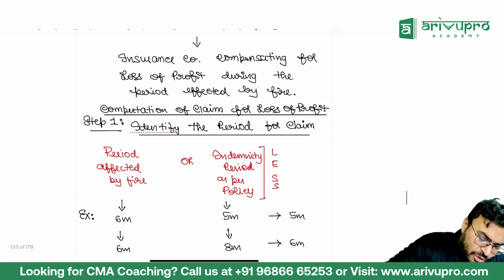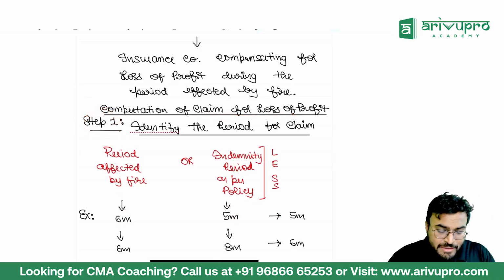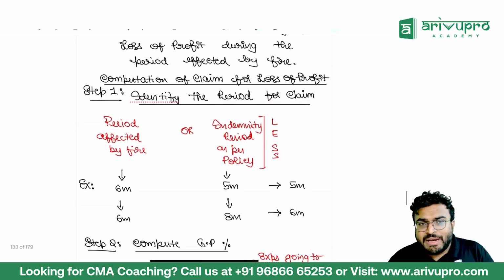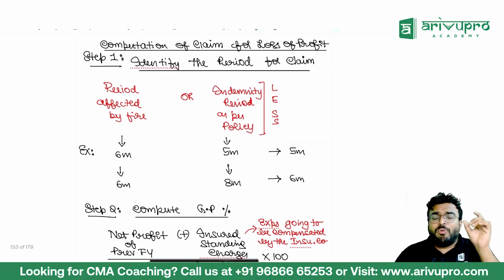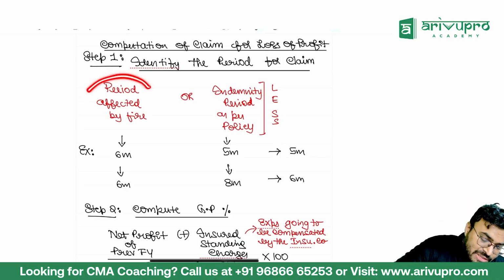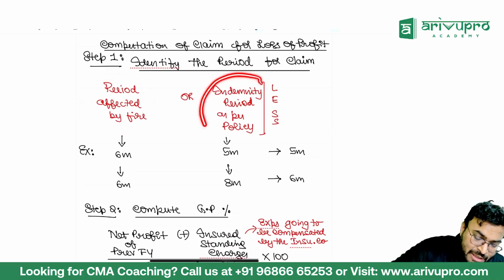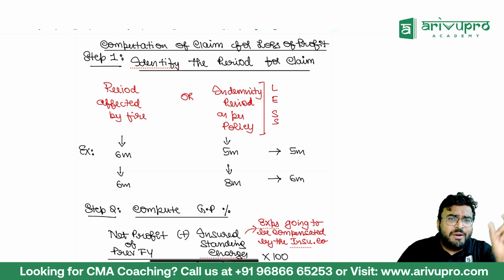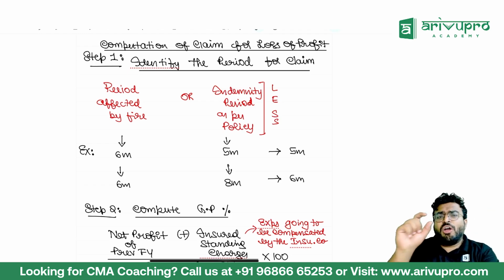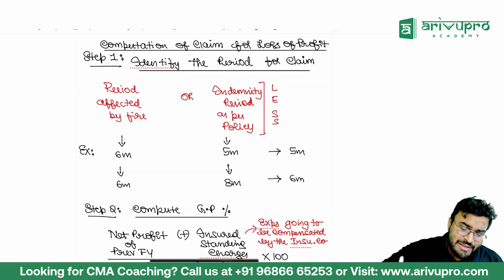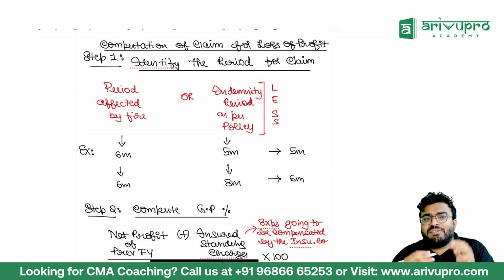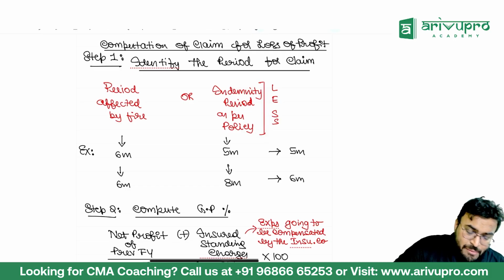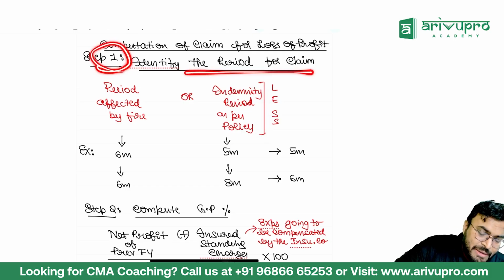Clear? Here what we are going to do, step 1, computation of claim. First step is to identify the period for the claim. That means the period for which you can claim. Now understand, it is the period affected by fire or the indemnity period as per policy. In the policy they have already fixed a period. So that period or the affected period, whichever is less, will be considered for your first step. That is the period for which you can claim.